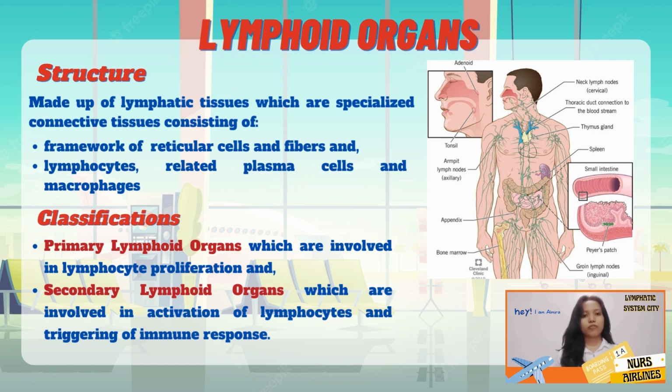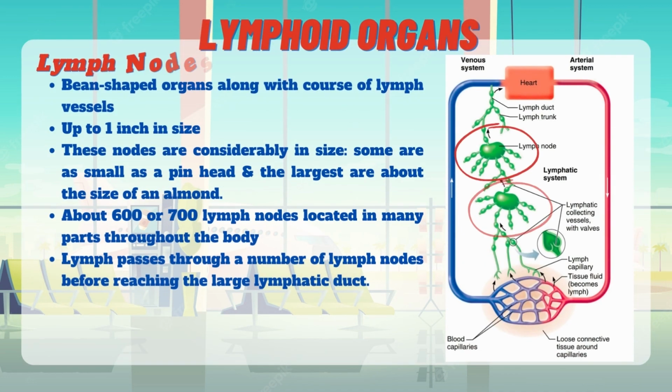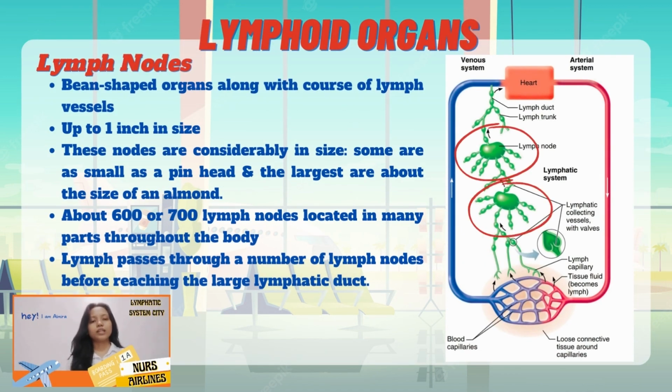plasma cells, and macrophages. First up are the lymph nodes, called kulani in Tagalog. These are organs along the course of lymphatic vessels where the lymph passes through as it travels towards a large lymphatic duct. They vary in sizes. Some are as small as a pinhead, and the largest are about the size of an almond, up to 1 inch, and smaller in shapes of bean to oval.